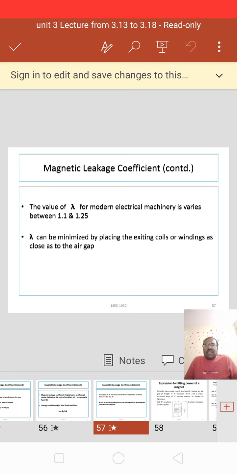The value of lambda for modern electrical machinery varies between 1.1 and 1.5. Most important thing, what is the value of lambda? It varies between 1.1 and 1.25. Lambda, that is the leakage coefficient value, can be minimized by placing the exciting coils or windings as close to the air gap as possible.